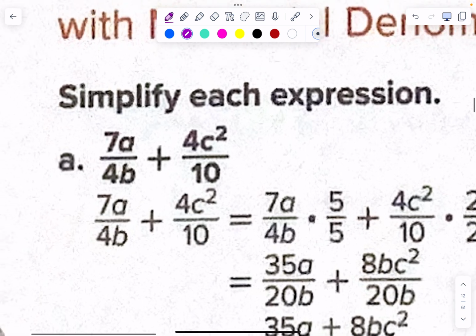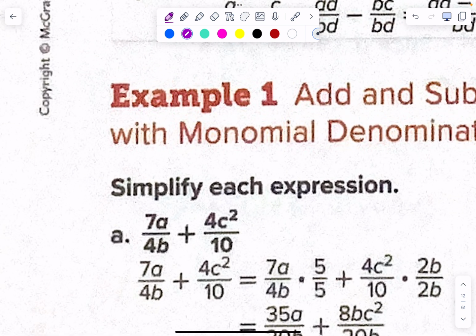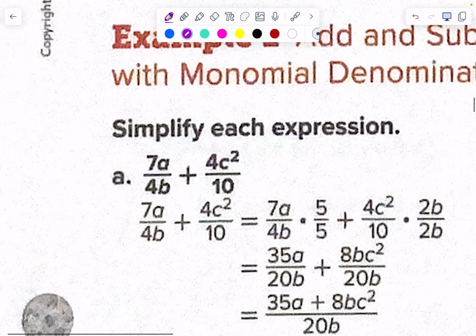Let's go to example 1. I'm going to just jump right in. Are you ready? Yay. Are you ready? No. Here we go. I don't like that they did this to you. That was not very nice. Whatever, it's fine. All right.